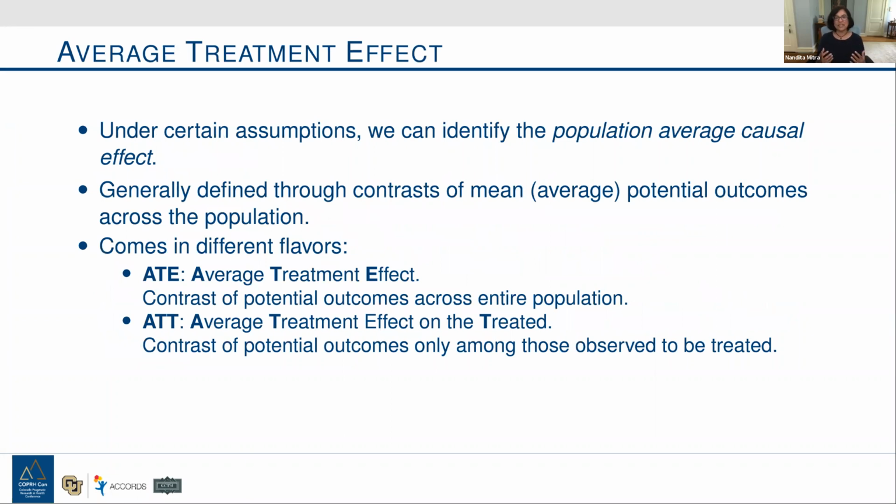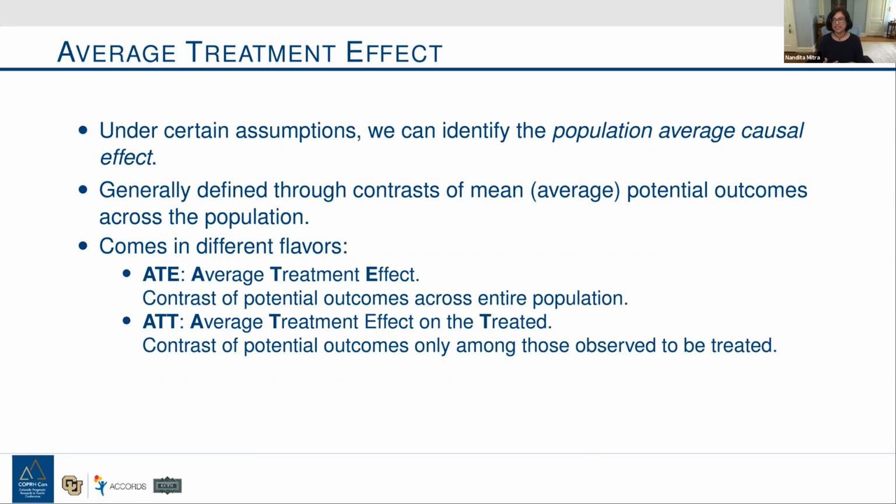So there are a couple of things that we may want to estimate from our study. And one of them is the average treatment effect. That's really oftentimes what we want to estimate. And here, under certain assumptions, we say that we can identify the population average causal effect. And we're not going to go through these assumptions, but I wanted to point out what these different estimands are, the ATE and the ATT. And these are generally defined using differences in means or different contrasts in means or averages across the population. And they do come in different flavors.